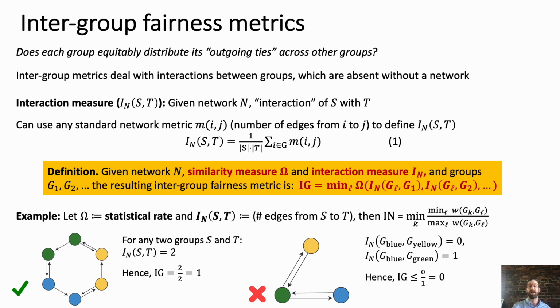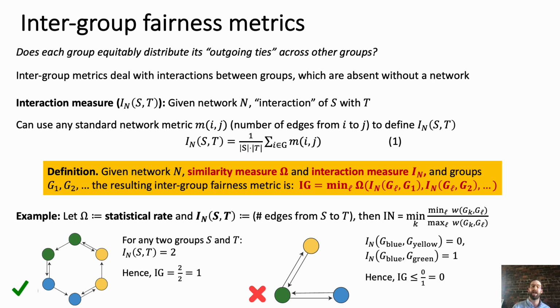Like an intra-network metric, however, an intergroup fairness metric can be divided into two parts, an interaction measure and a similarity measure. An interaction measure is a network measure that evaluates how groups distribute their ties across other groups. Here we have a simple toy example again.